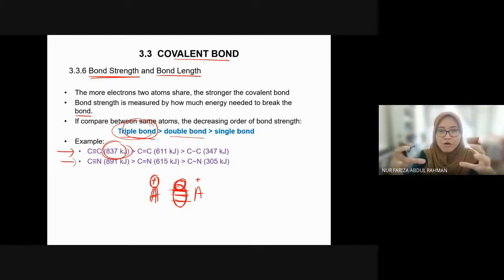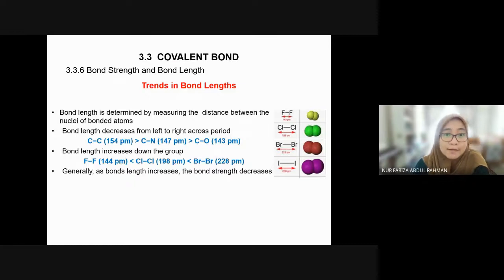Bila attract more, it cause attraction is stronger kan, so more energy is needed to break the bond. Okay, alright. So faham bond strength. Next will be bond length. Bond length is the distance between the nuclei of bonded atoms. So itu dia punya jarak lah, dia punya gap panjang bond tu.